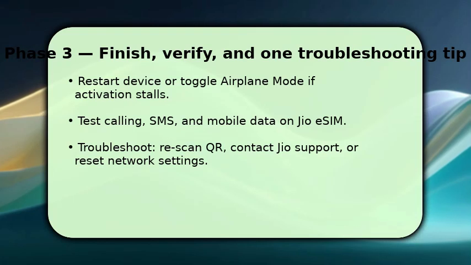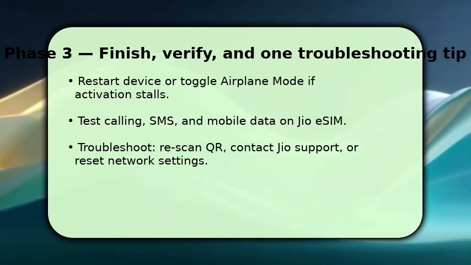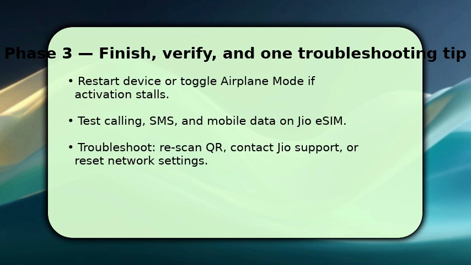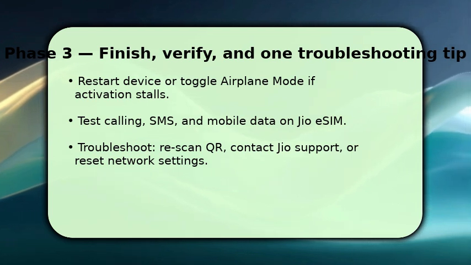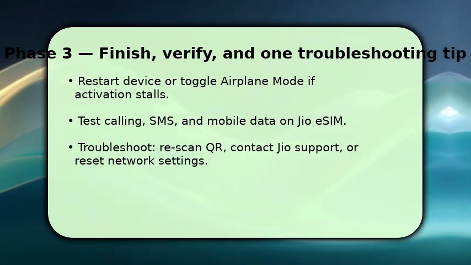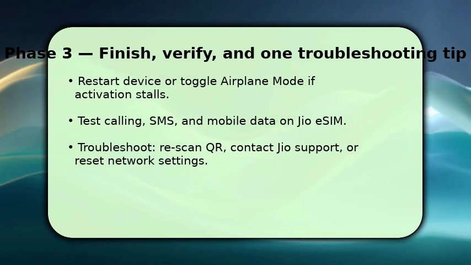Finish by activating the line. Toggle the new plan on and, if required, restart the iPhone. This forces network registration. Then test a call, send an SMS, and load a web page to confirm data.